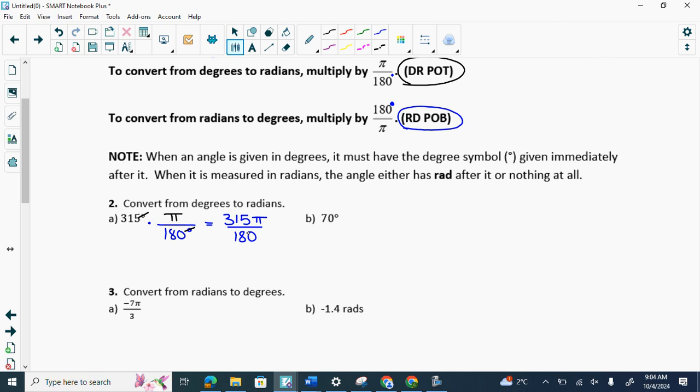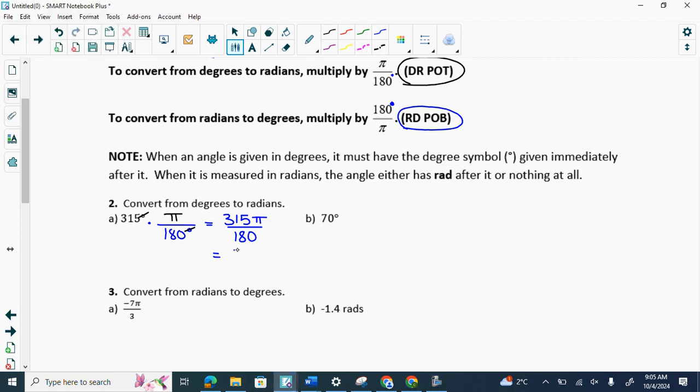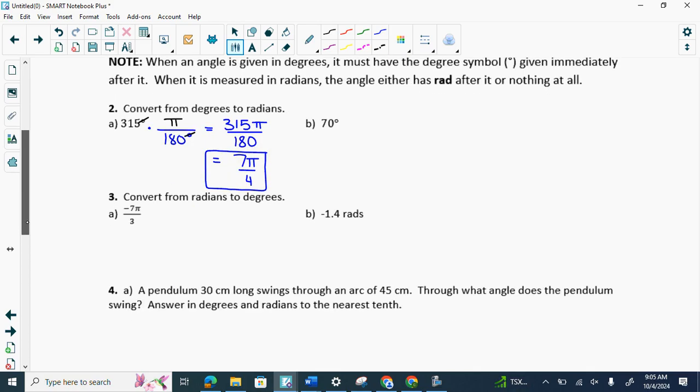In your calculator, go. What do we get? Yeah. Okay, you guys try B and 3. Go.